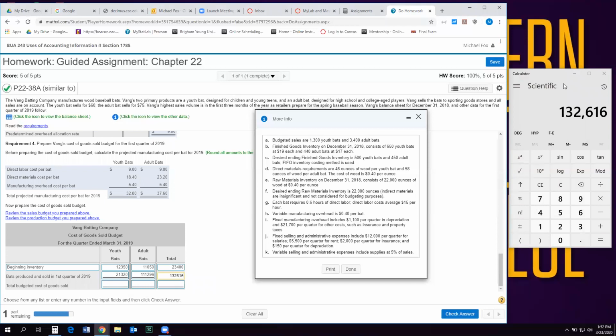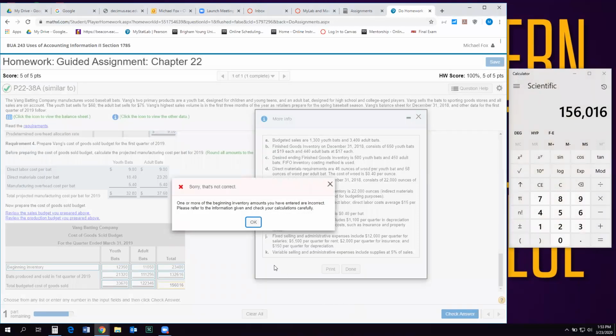And then we add them all up. So our youth bats were 12,350 plus 21,320 is 33,670. Our adult bats plus 111,296. It's 122,346. And then our total is 122,346 plus 33,670, or 156,016.